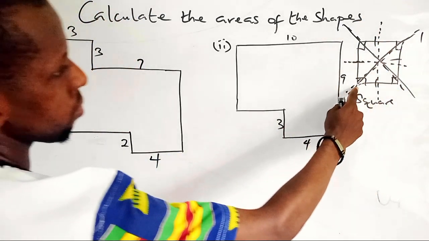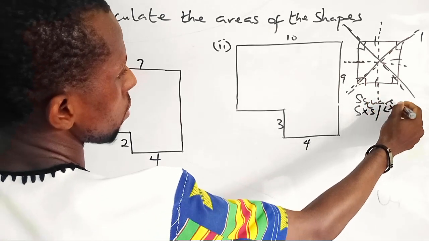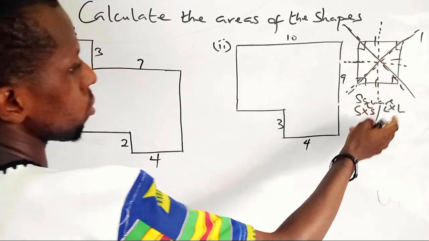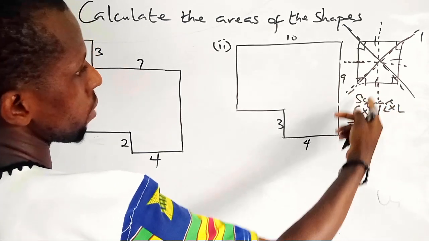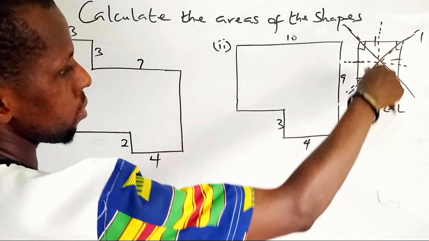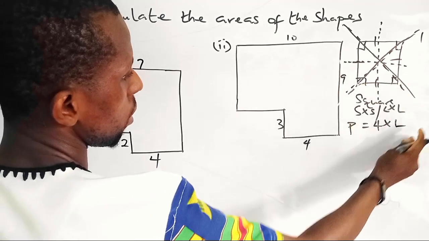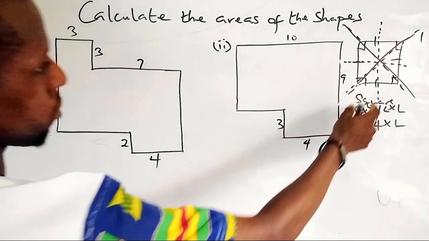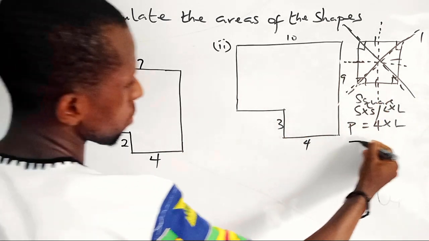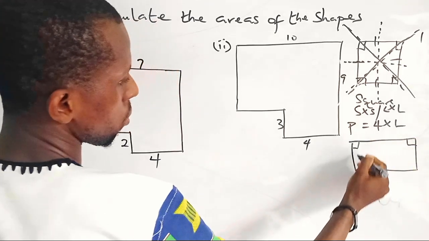And do not forget that the area of a square is given as side times side, or length times length, because they are equal. While the perimeter of a square, which measures the total distance around the shape, is given as 4 times length, or 4 times side. So that is for the square.